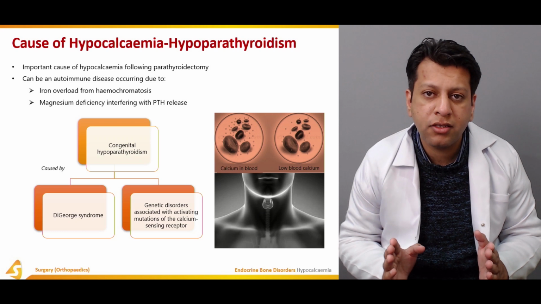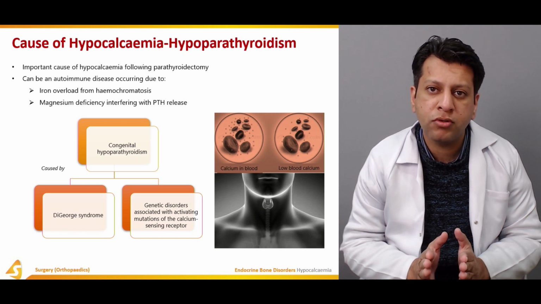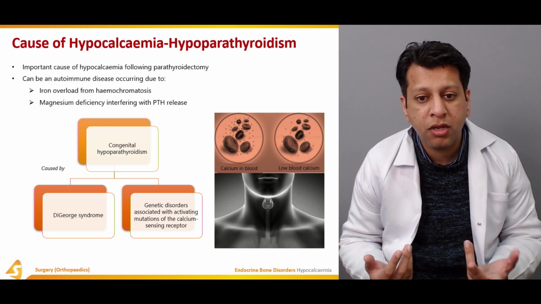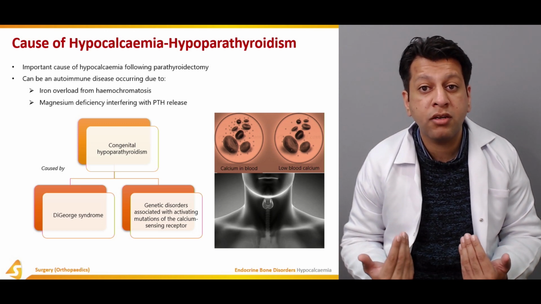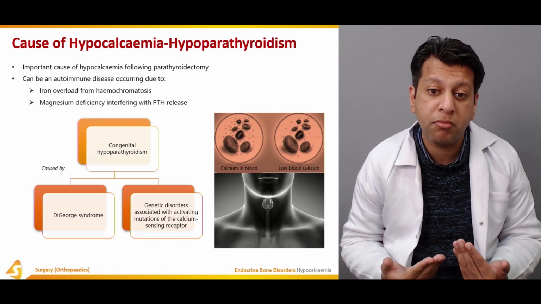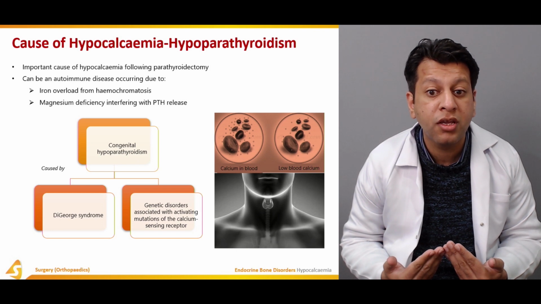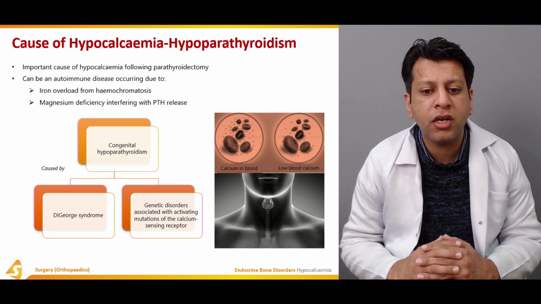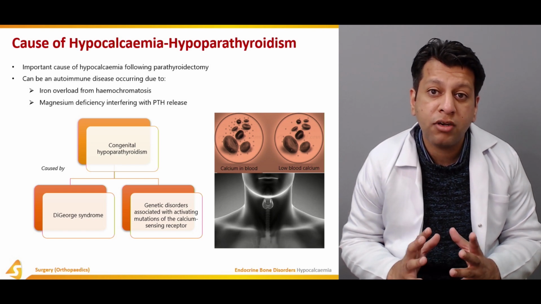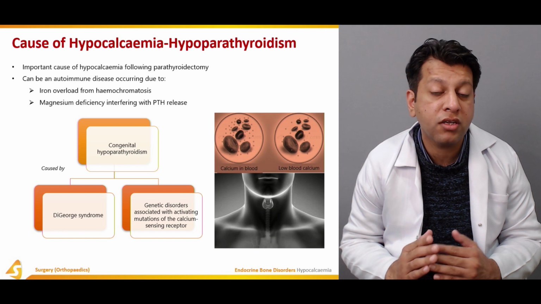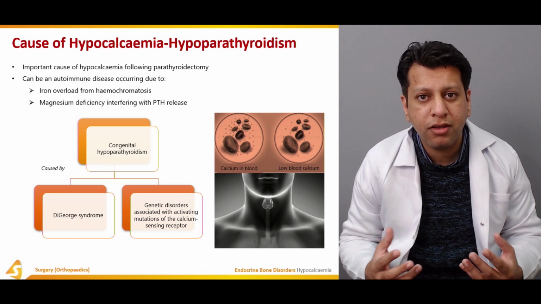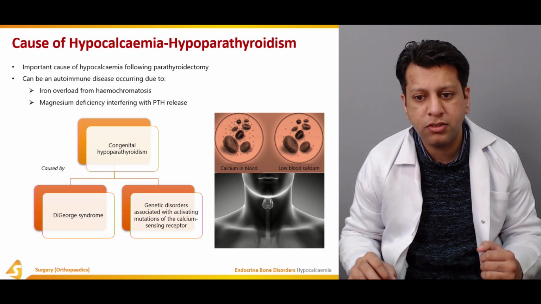Now the point is, if there is not enough parathyroid hormone, eventually this will lead to hypocalcemia. Now this could be acquired, for example, magnesium deficiency, and magnesium is needed for parathyroid hormone release, or iron overload from hemochromatosis. Or it could be congenital, such as in DiGeorge syndrome, or there may be receptor mutations, where the parathyroid hormone is acting but the receptor on which it has to act is mutated. Therefore, it cannot perform its function of actual release of calcium from the bone to the serum.